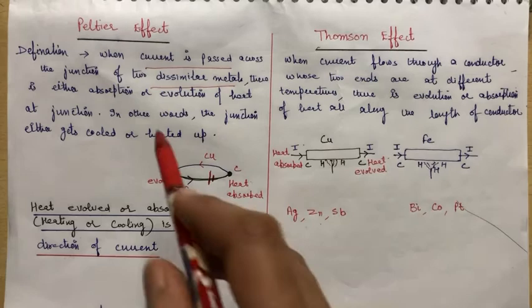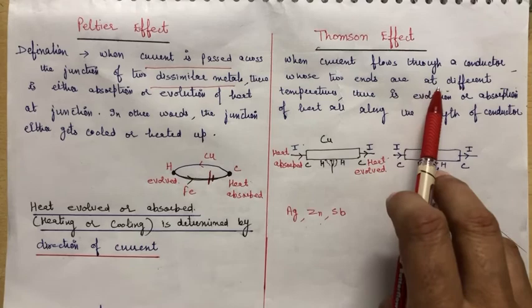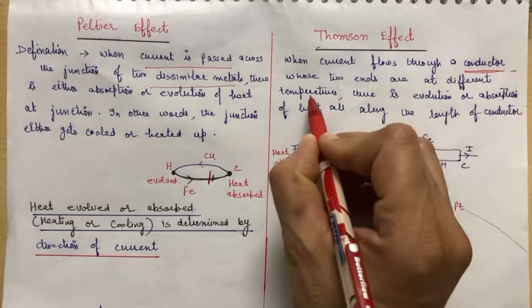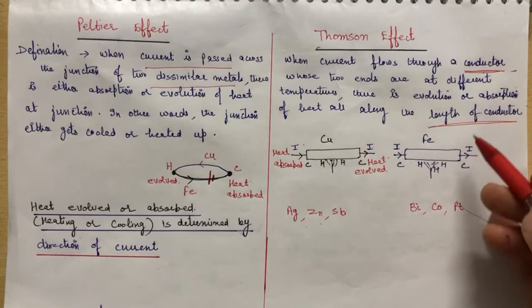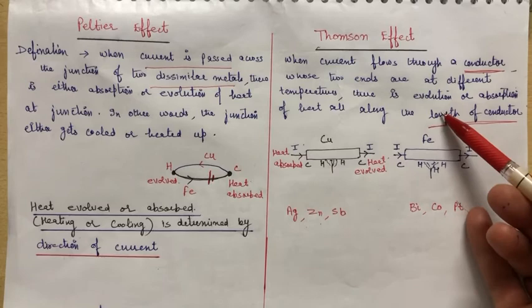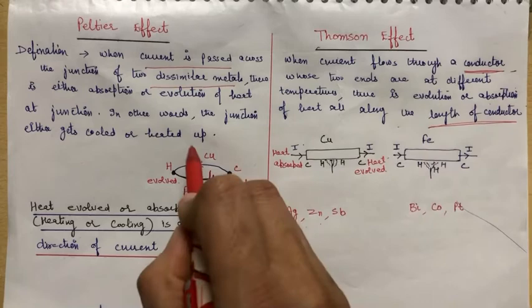Then there is Thomson effect. Thomson effect is also like Peltier effect, but instead of two metals connected, here we use a conductor. When current flows through a conductor whose two ends are at different temperatures, there is evolution or absorption of heat all along the length of the conductor. Means when we unequally heat the conductor, there is absorption or evolution of heat. That is Thomson effect. So in this we use a conductor, and in Peltier effect we use two dissimilar metals.